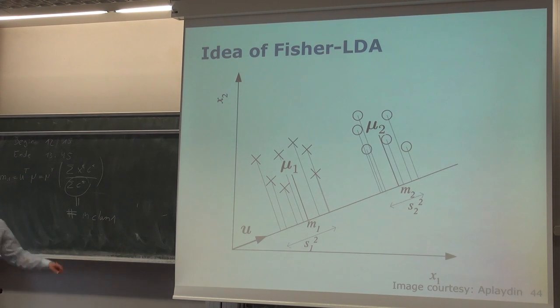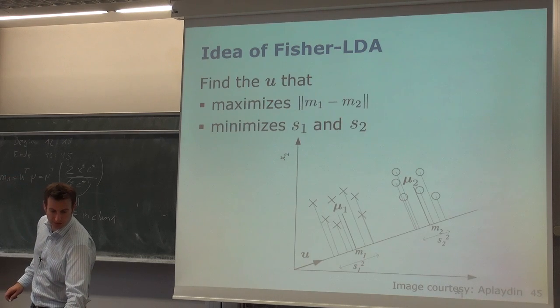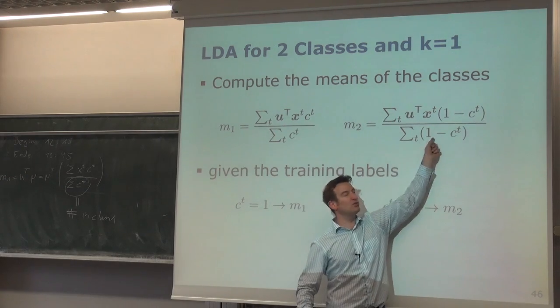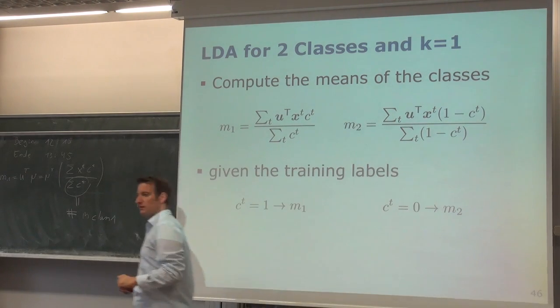And you can do the same thing for class number 2. I can do the same for class number 2, but instead of c, I use 1 minus c, because it's just the opposite event.